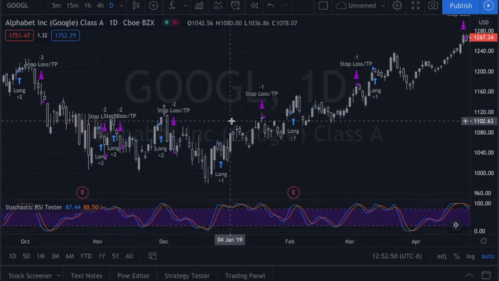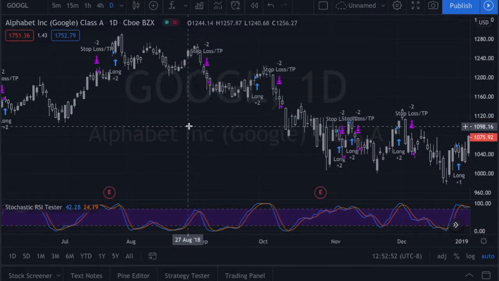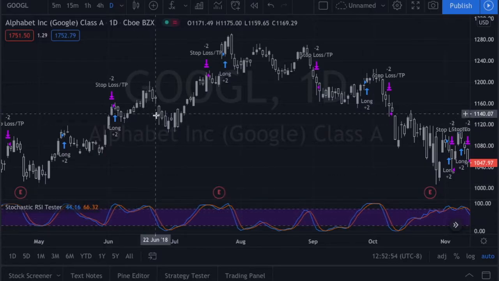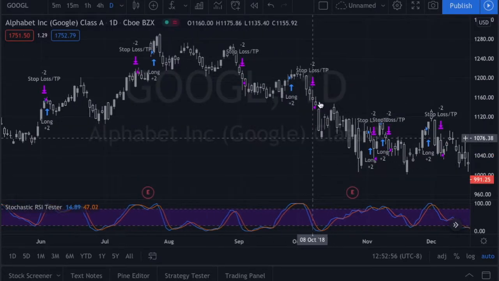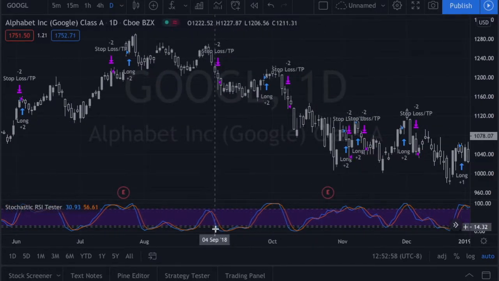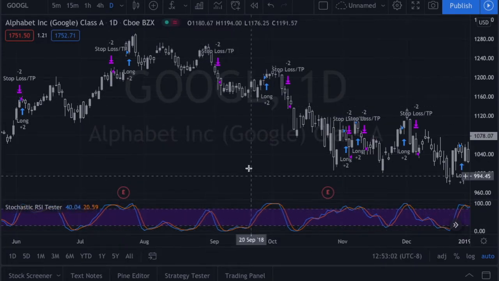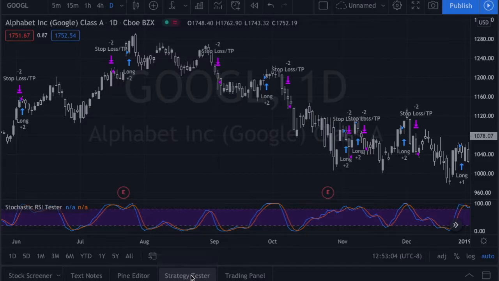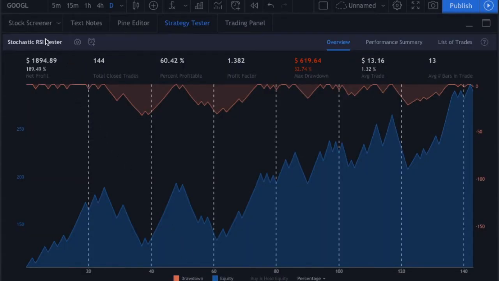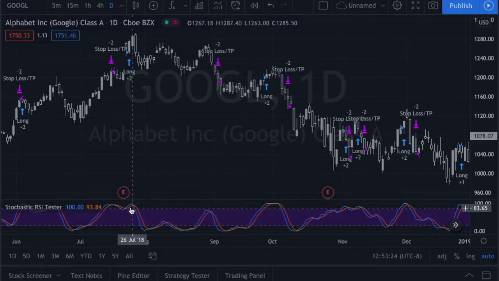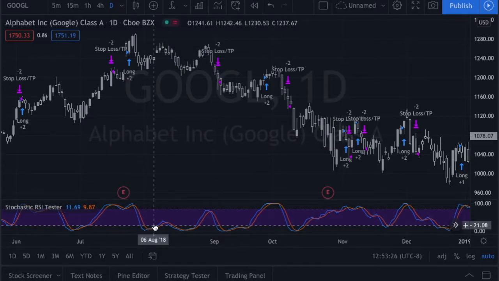Okay, so right away you see that there are a lot fewer signals. Before, there were signals almost all over the place. Now we're only doing it whenever there is a true breakout of the Stochastic RSI. So let's see what happens with our strategy tester. Okay, so now we're up 189%. Once again, the strategy looks great because it's going up, but we're not doing better than if we would have just taken a long position every single time that the blue line crossed above the orange line.